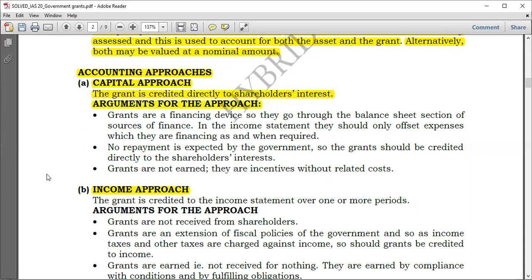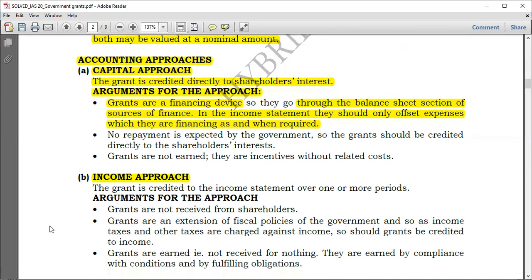But let's see why they say that this is fine. They say that grants are a financing device, something that goes to equity and acts as a source of funds. So they should go directly to the balance sheet under equity. And in the income statement, they should only offset expenses with their financing as and when required. So they say it's a financing device, so it goes to equity. But we say this is not right at all.